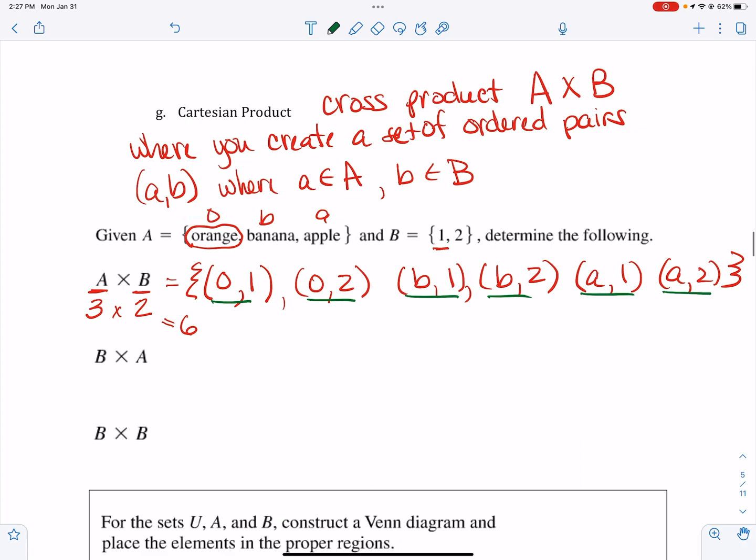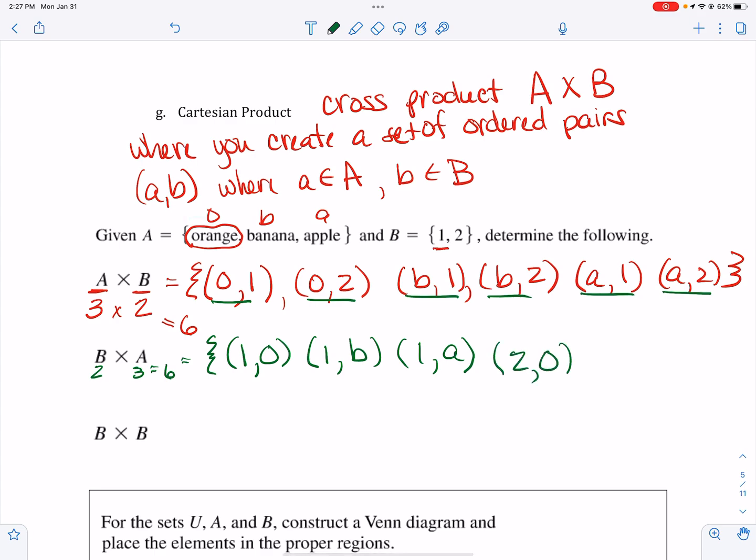Now, if they change the order, B has 2 elements, A has 3. I'm still looking for 6 ordered pairs, but now I'm going to start with the number 1 because B comes first, and go to orange. Number 1, go to banana. Number 1, go to apple. And then I go 2 orange, 2 banana, and 2 apple.